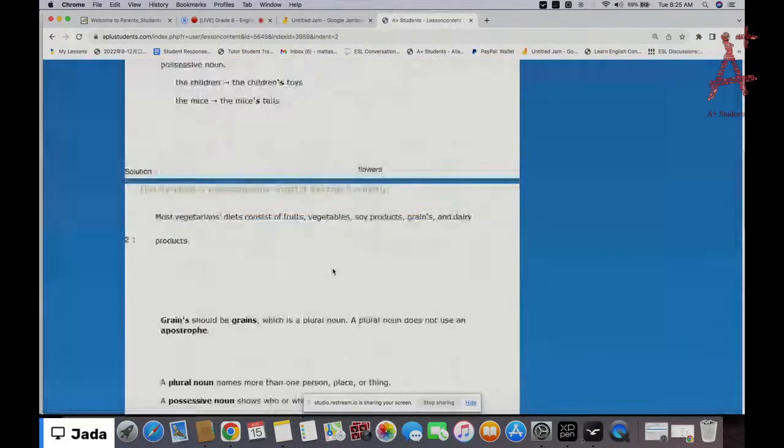Most vegetarians' diet consists of fruits, vegetables, soya products, grains, and dairy products. So grains should be grains, not with s apostrophe. Grains is a plural noun. A plural noun does not have an apostrophe. So, grains.